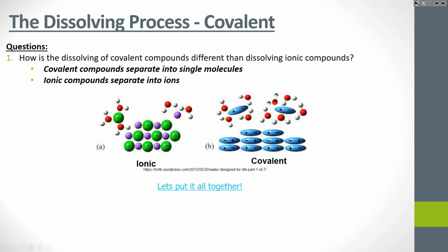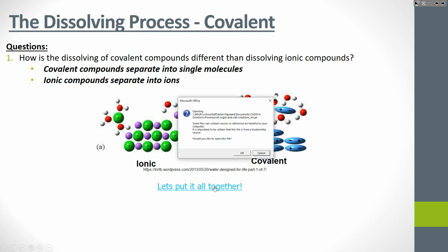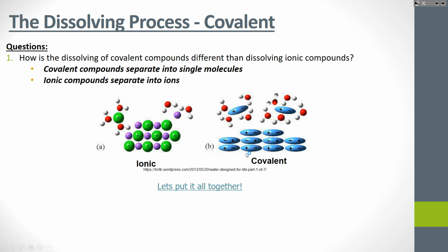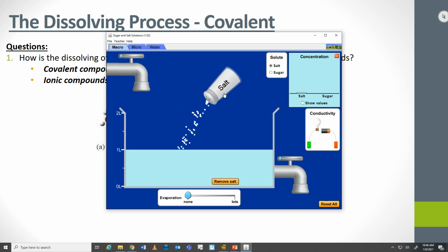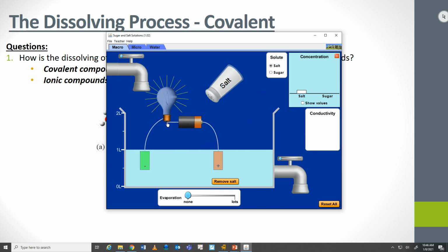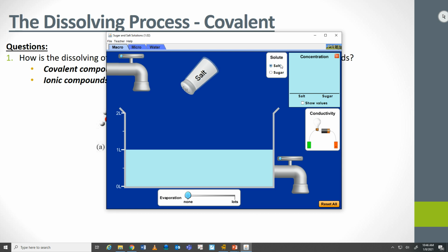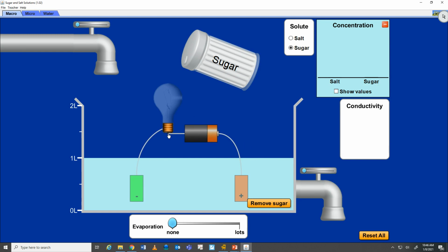Here's a way we can put it all together. So if I put salt into water, we can test its conductivity. It's conductive, right? If we reset everything and we switch it to sugar, I put sugar into water, make this bigger, and then I test its conductivity, and the light bulb doesn't light up at all.